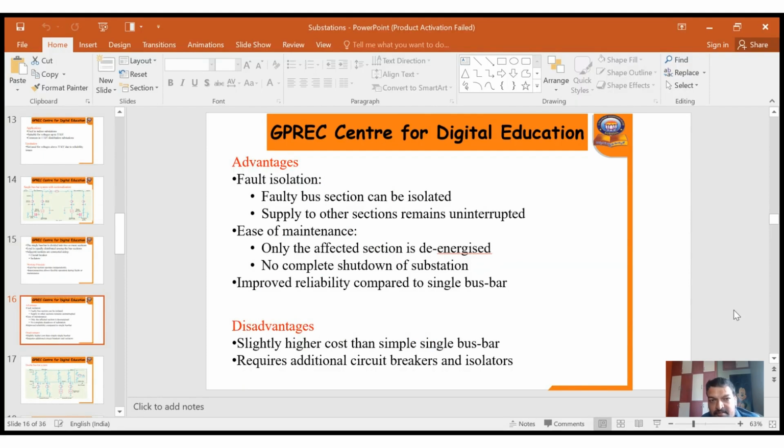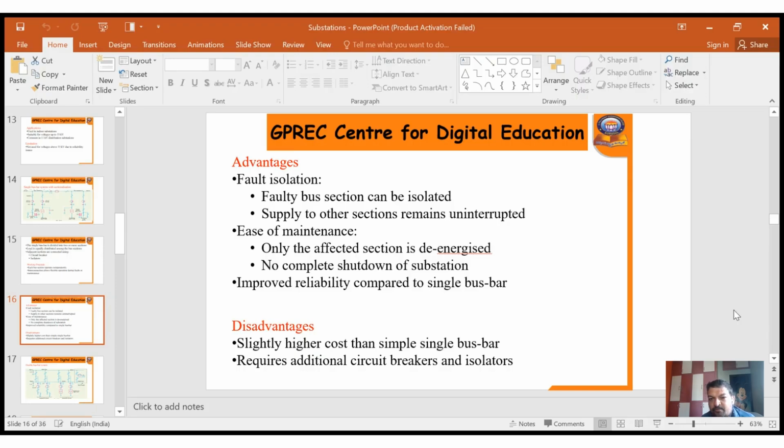Next, coming to the advantages. The main advantage of single bus bar system with sectionalization is fault isolation. We have n number of subsections. If a fault occurs at one section, then we can isolate that section from the remaining subsections. Suppose a fault occurs in section 1, then sections 2 to n will operate without interruption. That is fault isolation. Next, ease of maintenance. If any fault occurs, only the affected section is de-energized, so there is no complete shutdown of the substation.